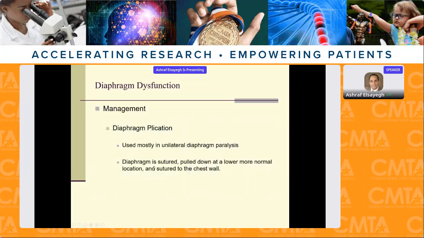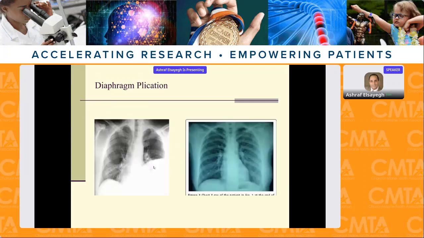And what we do is we basically suture the diaphragm and we pull it down to a more normal location, and that usually resolves the shortness of breath. So post-surgery, we put a suture here, a suture here, we pull it down, and then we suture it to the chest wall down here, opening up the lung. And this is what it looks like post-surgery, where the diaphragm is back in a normal position.